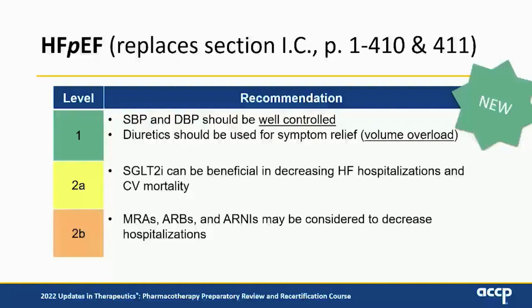And then our third recommendation is that MRAs, ARBs, and ARNIs can also be considered to decrease hospitalizations. You'll note they don't specifically mention ACE inhibitors here. This is based on looking at some post hoc data where ARBs are the ones that showed more benefit. And so these are the recommendations and the guidelines of drugs that you can consider, very similar to our HFrEF drugs, but less strong evidence, less mortality reduction ability in HFpEF.